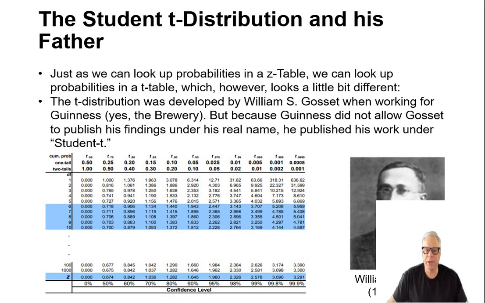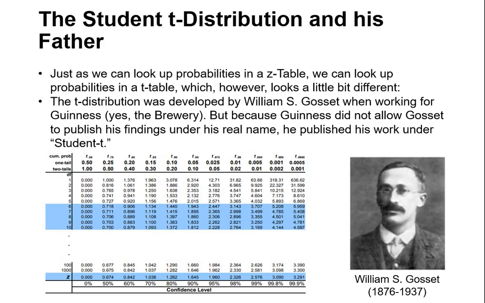Okay, so here we have a look at the t-distribution and his father. And just as we can look up probabilities in a z-table, we can look up probabilities in a t-table, which however looks a little bit different. But before we take a look into the t-distribution table, let's quickly say a word about the inventor or the discoverer of the t-distribution.